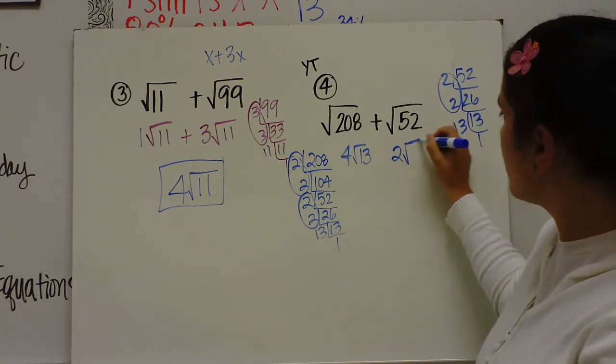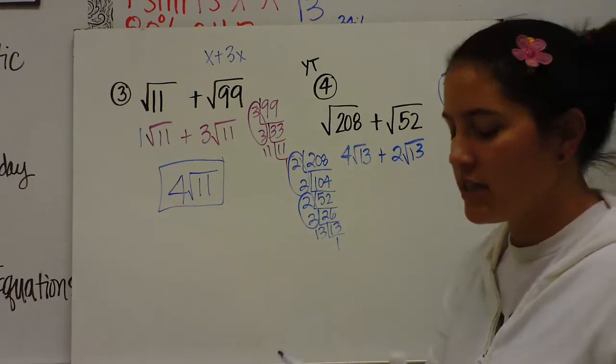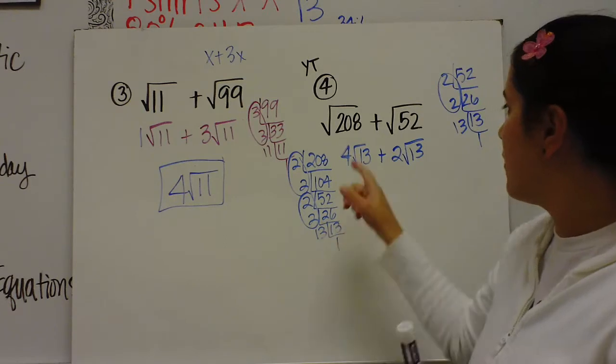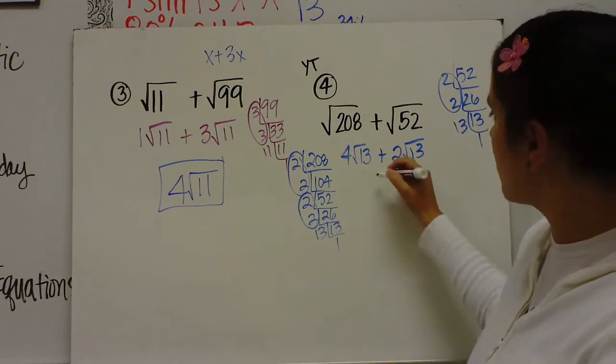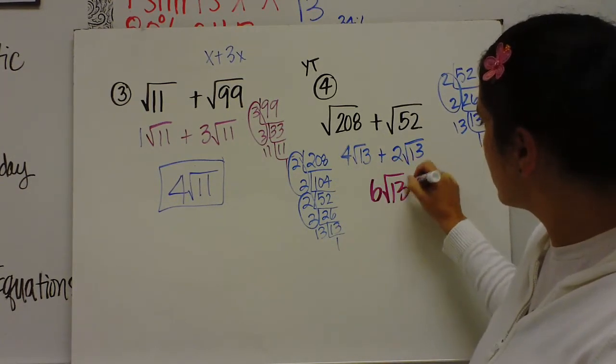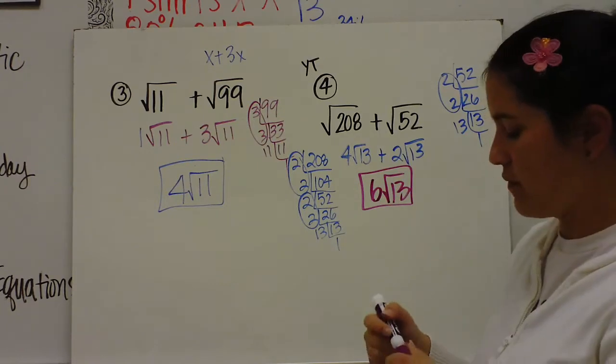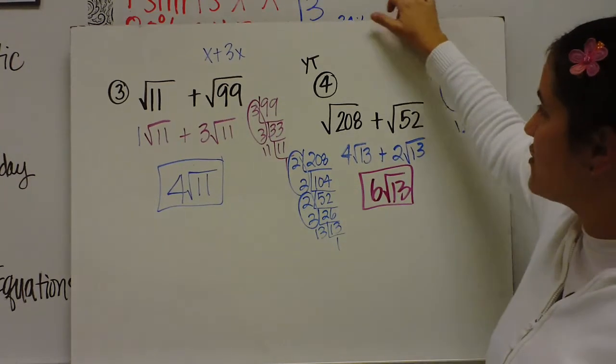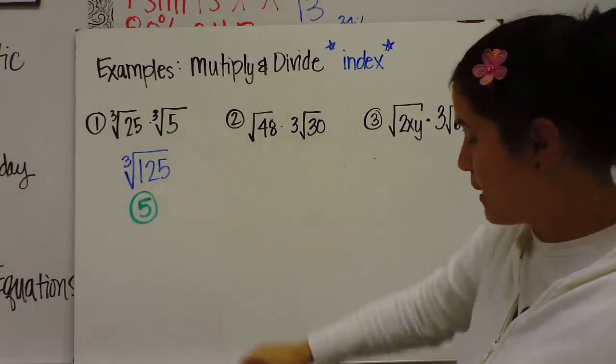So that's going to be 2 root 13. Notice I have the same radical, the same root, and 4 plus 2 is 6, so this is going to be 6 root 13. Alright, I hope you got that one correct. So that was a little bit about adding and subtracting.